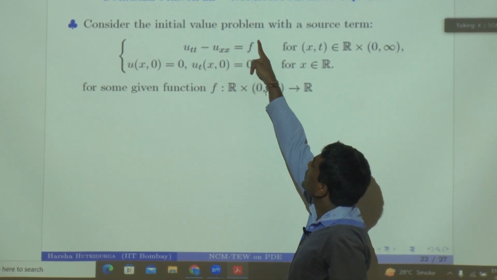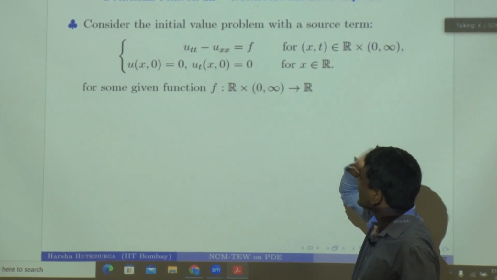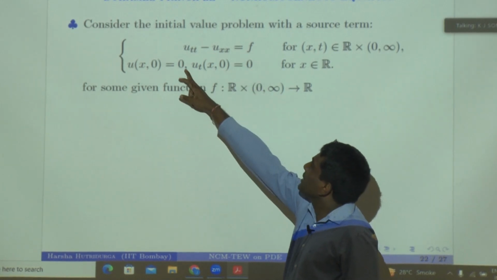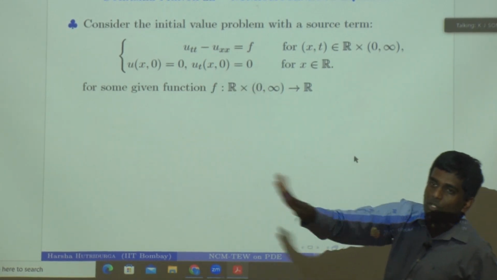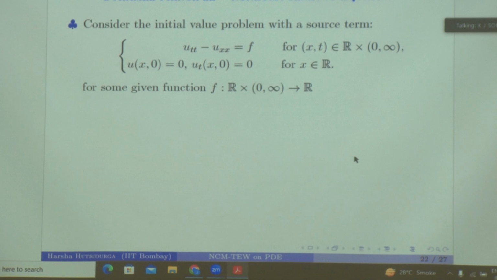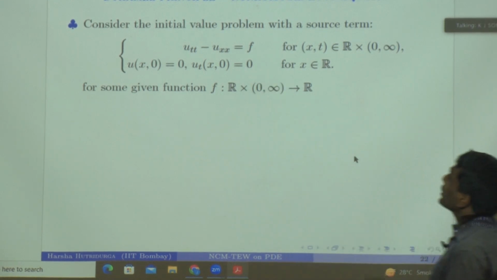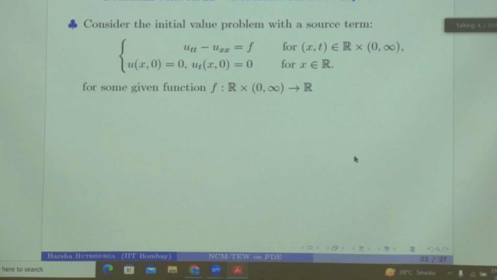Suppose there is a function f of two variables which is given, and that comes as a source term to your wave equation. For simplicity, we are taking the initial data to be 0. Okay? Initial data is taken to be 0 and you are taking some function f here. How are you going to solve this is the question. Okay? There's a trick here, and that's Duhamel's principle.